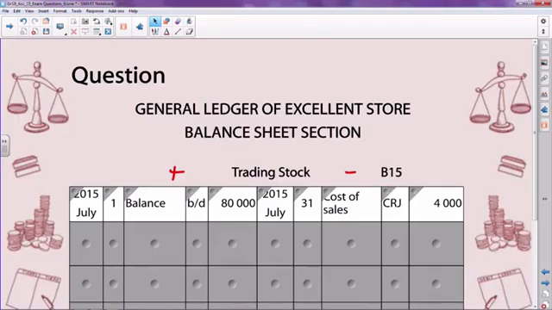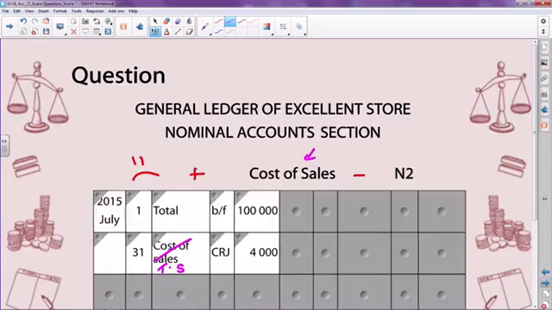So if I just have this T account, where can I go and look for my amount of 4,000? Where can I go and look for it? I can go to cost of sales. And therefore, if I go back to cost of sales, there it is. I fixed it, trading stock. That's what went down. Great.